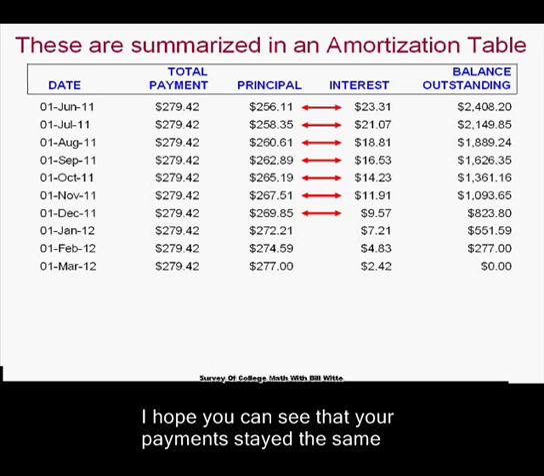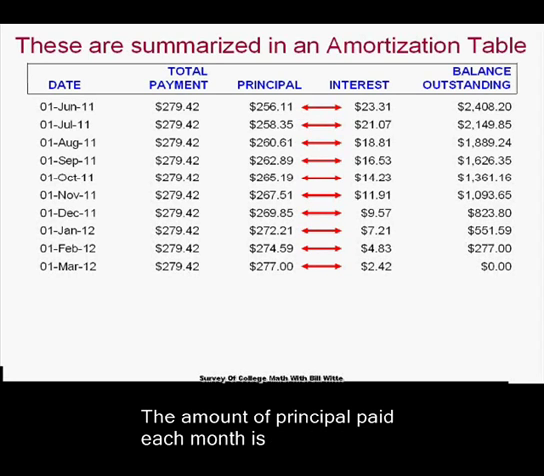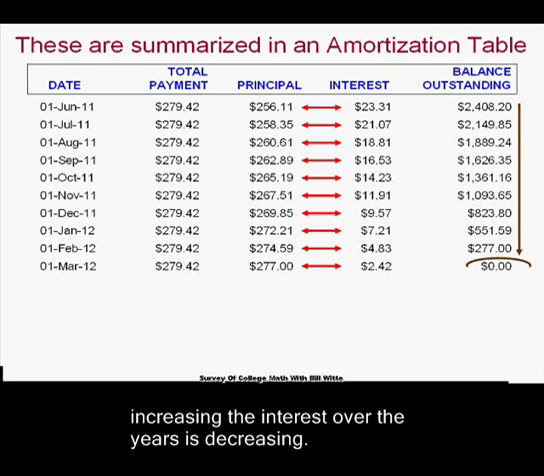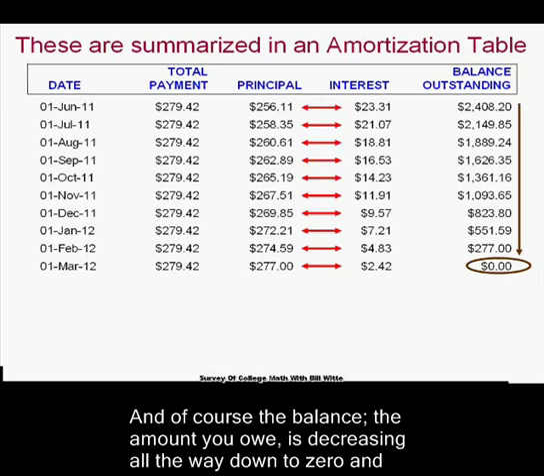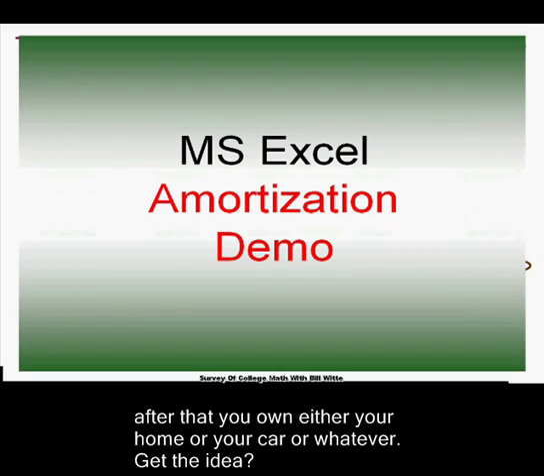This game changes minute by minute. It certainly does. But the principal and interest are always changing. The principal is increasing and the interest, hopefully for your sake, is decreasing. And of course the balance, the amount you owe, is decreasing all the way down to zero, and then you own either your home or your car or whatever. And you get the idea for an amortization table.